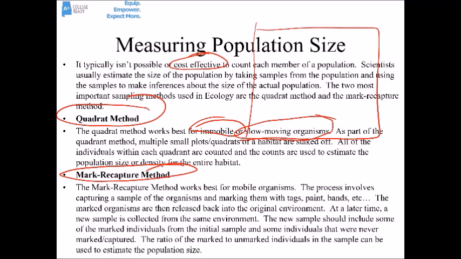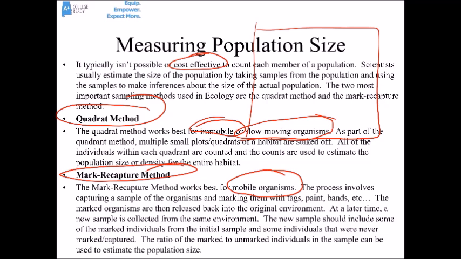Another method is called the Recapture method. So this works best for things that are moving, mobile organisms. So it involves taking a sample of organisms and then somehow marking them either with a tag or paint or a band or some kind of transmitter. The marked organisms are then released back into their original environment, and then sometime later, a new sample is collected from the same environment. So that new sample should include some of the marked individuals from the first sample and some individuals that were never caught or captured during that first sample. The ratio of the marked to unmarked individuals can then be used to estimate the entire population size.